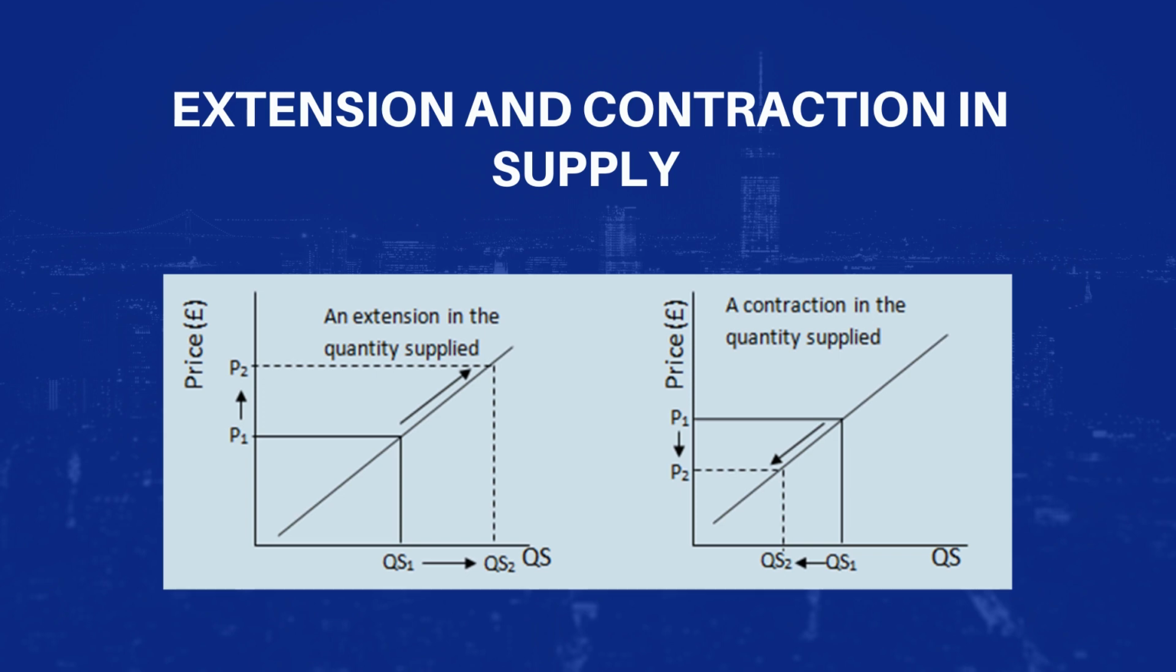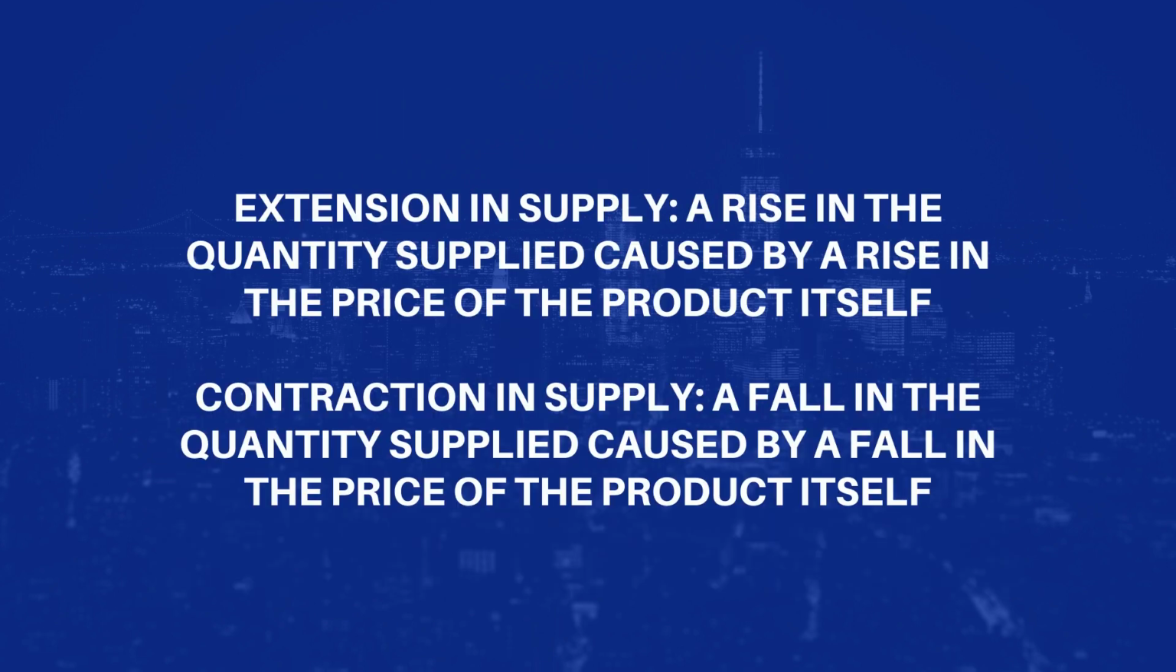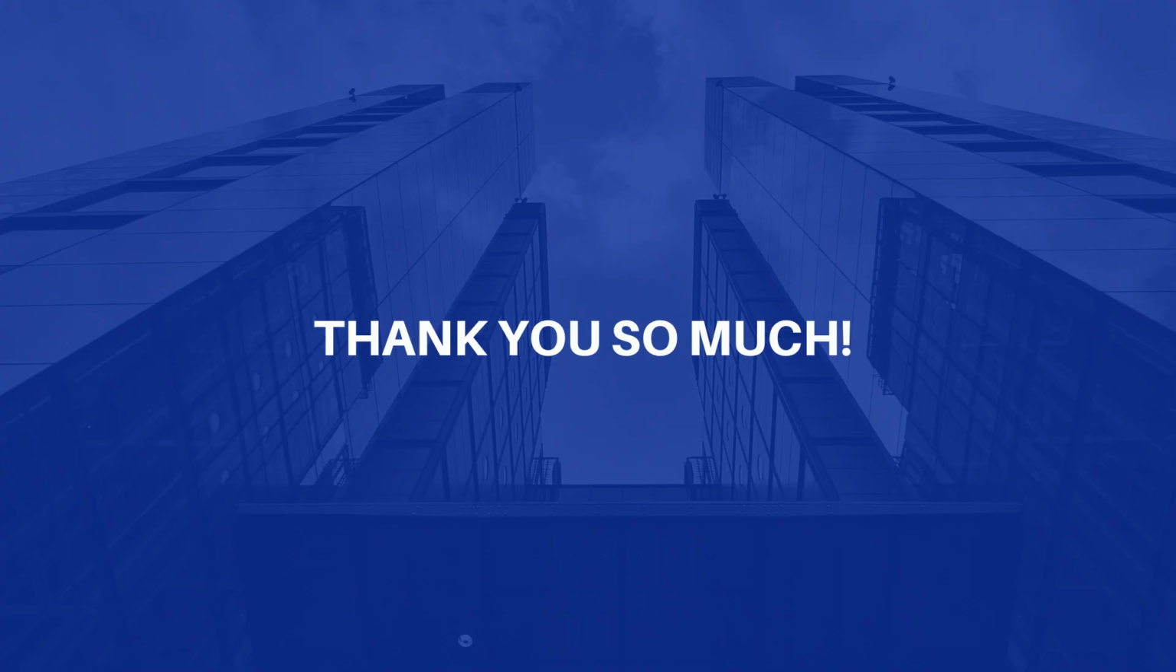Now you have to remember that extension and contraction in supply are all movements along the line. That means that there are not any shifts in the supply curve. In the next few videos, we are also going to talk about the conditions of supply under which the supply curve will shift inward or outward, and that is one of the most important things that we need to realize or understand in both demand and supply.